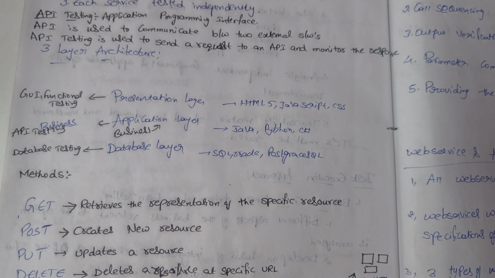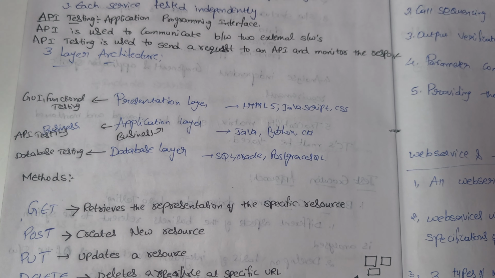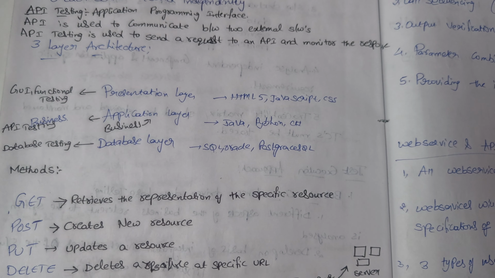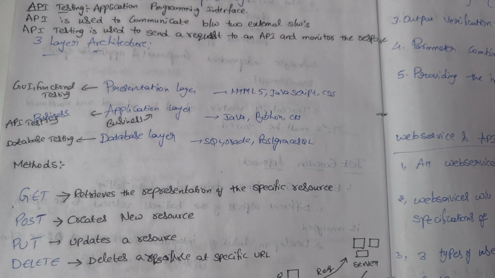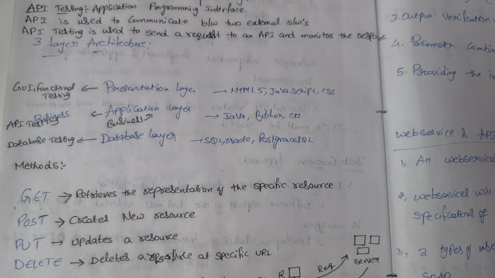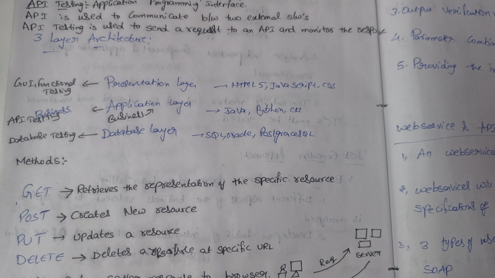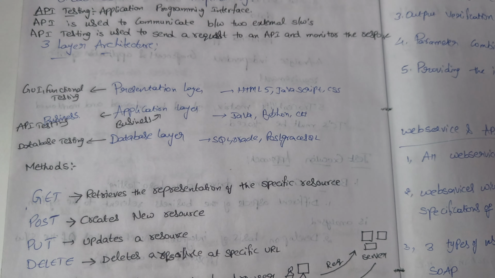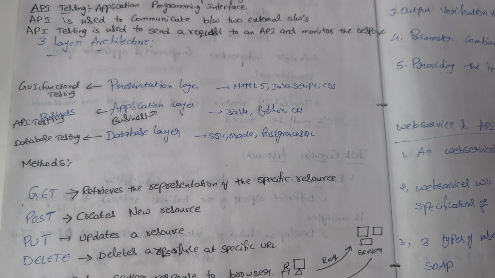API is an application programming interface, and it is used to communicate between two external software systems. We can say it's a client and server architecture. Whenever a client sends a request, the server gets the request, processes it, and provides the response back to the client. So this is the expected behavior. In the client-server architecture, API plays a main role.